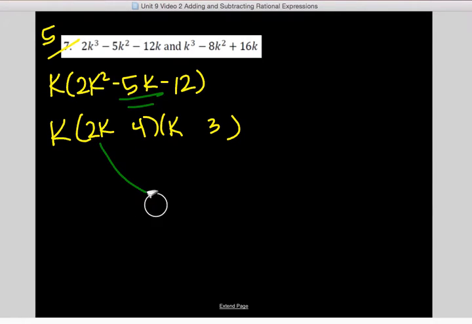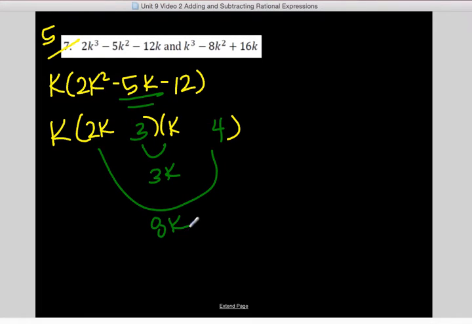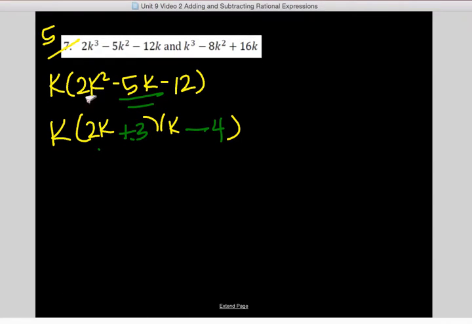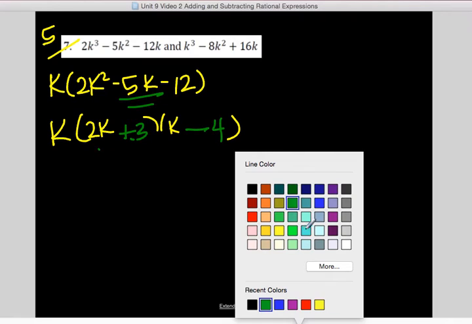Flip it around. Try 3 here and 4 here. This gives you 3k. This gives you 8k when you multiply. With those two, can I get negative 5k? Yes, if this is negative. So that means when I multiply, this is negative and this is positive. So there it is factored. So that's when you have to do guess and check. When that a in the front is not 1, you're going to have one of those on your test. So make sure you're ready for it.